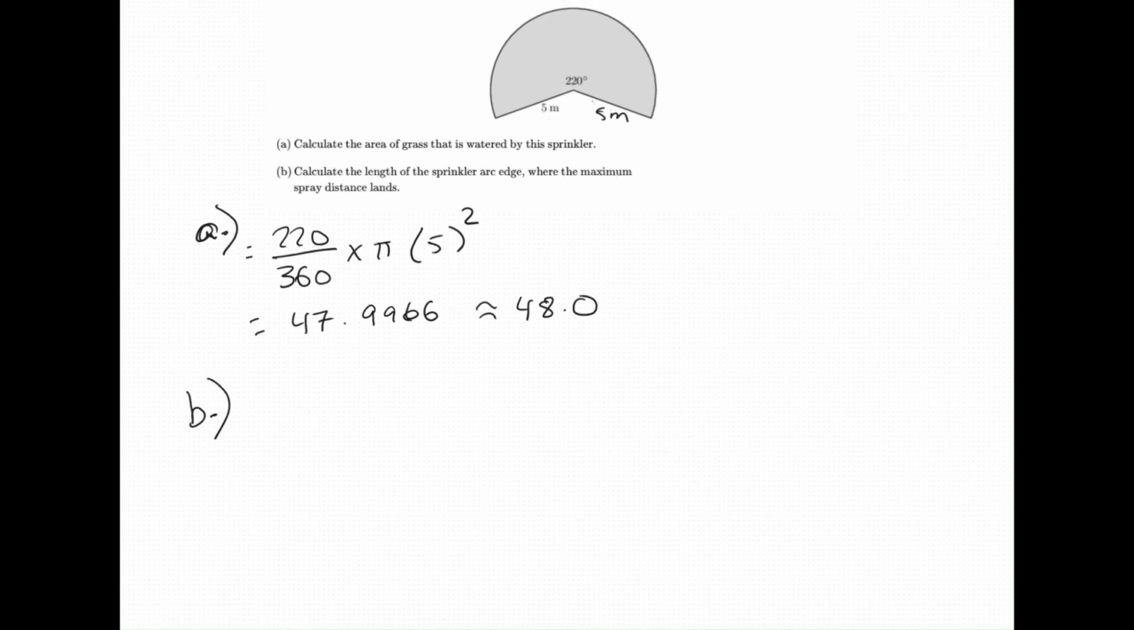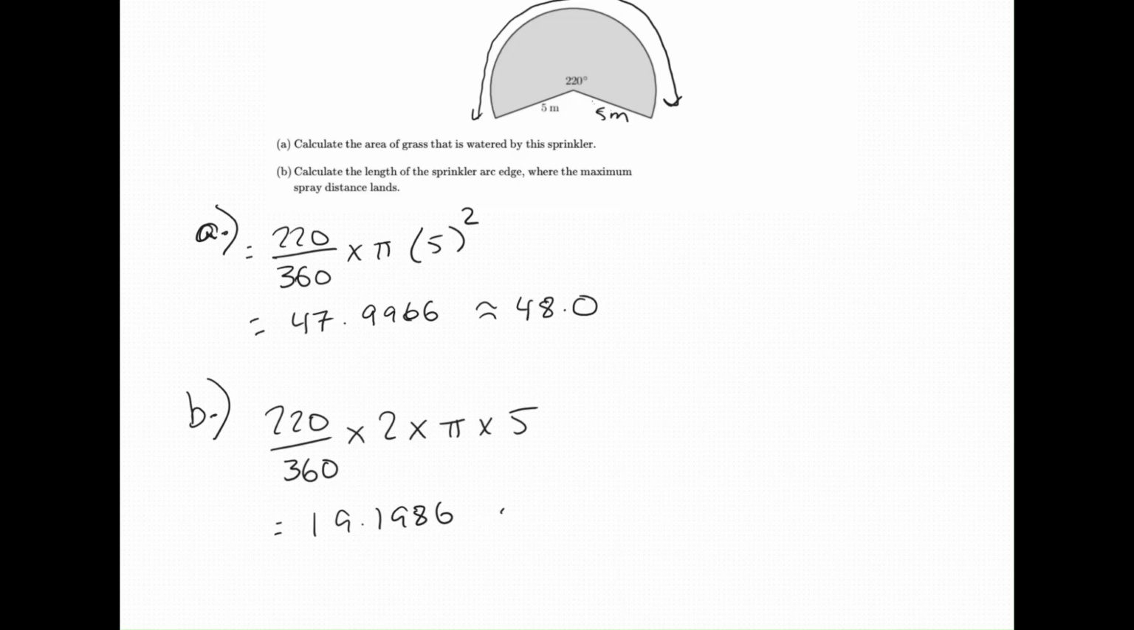Now here, which I explained before, you need to work out this length. So simply you'll have to do 220 over 360 times 2 times pi times 5, which will give you 19.2, which you can round to 3 significant figures as 19.2.